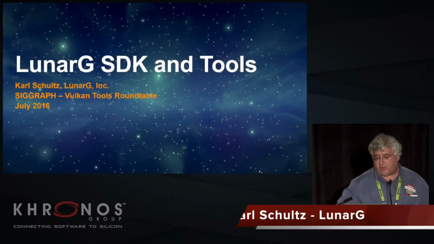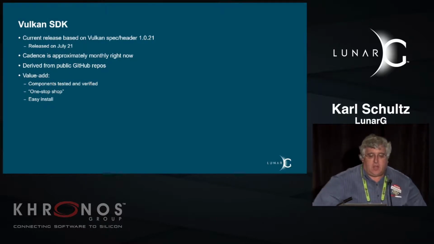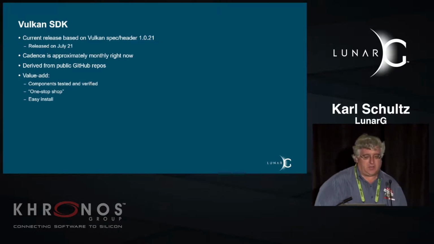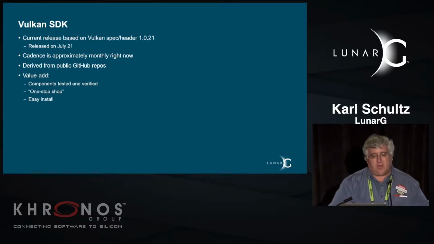Hey, I'm Karl Schultz from LunarG. Thanks for coming, everybody. And fantastic news, the SDK version 21 came out just last week. As you know, the Vulkan spec itself gets updated about once a week, and it's usually just the specification that gets updated, so that's good news. The header file's not changing very much nowadays, but between that and the effort it takes to put out an SDK, we're thinking about once a month's about the right cadence for delivering SDKs. So we think the next one will be out about August 25th, so that's something to look forward to.